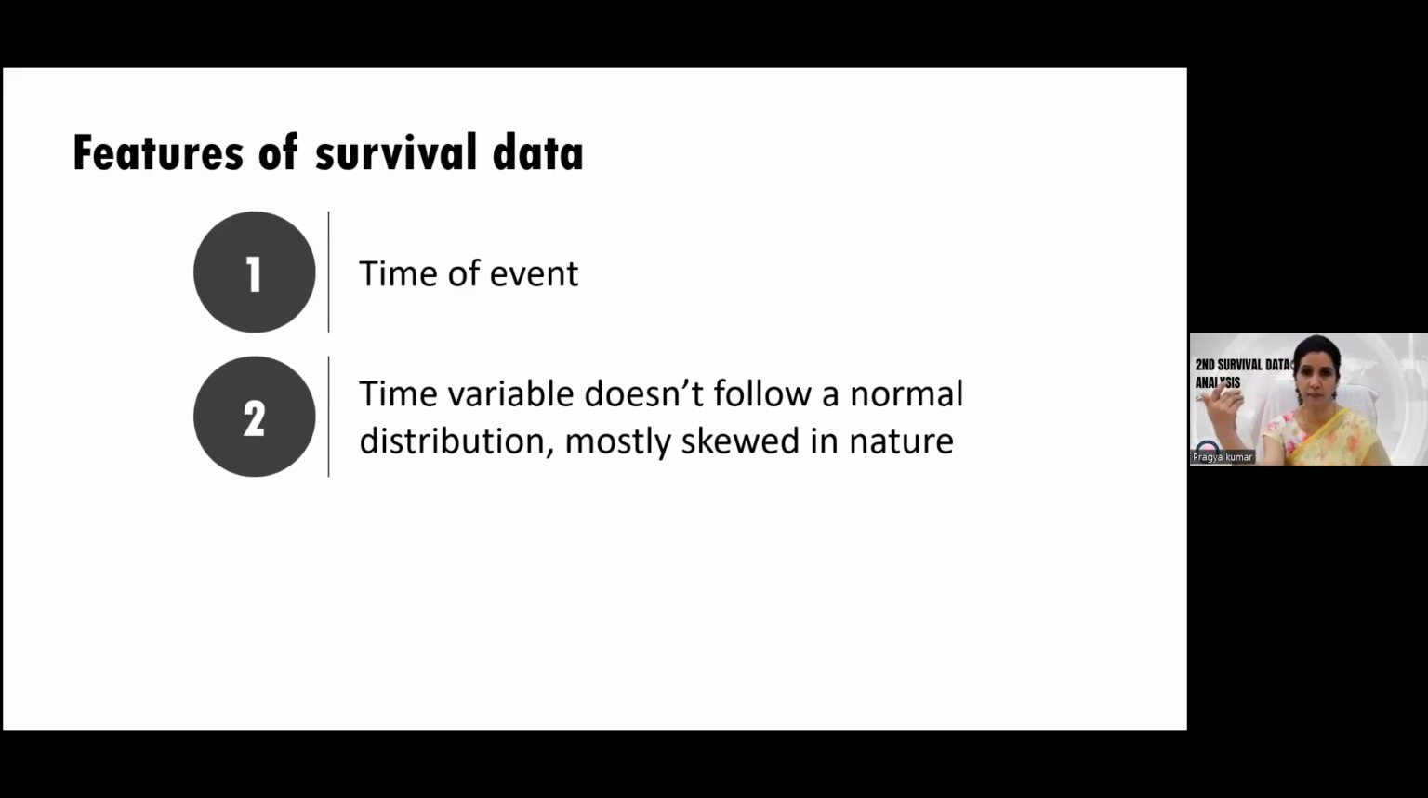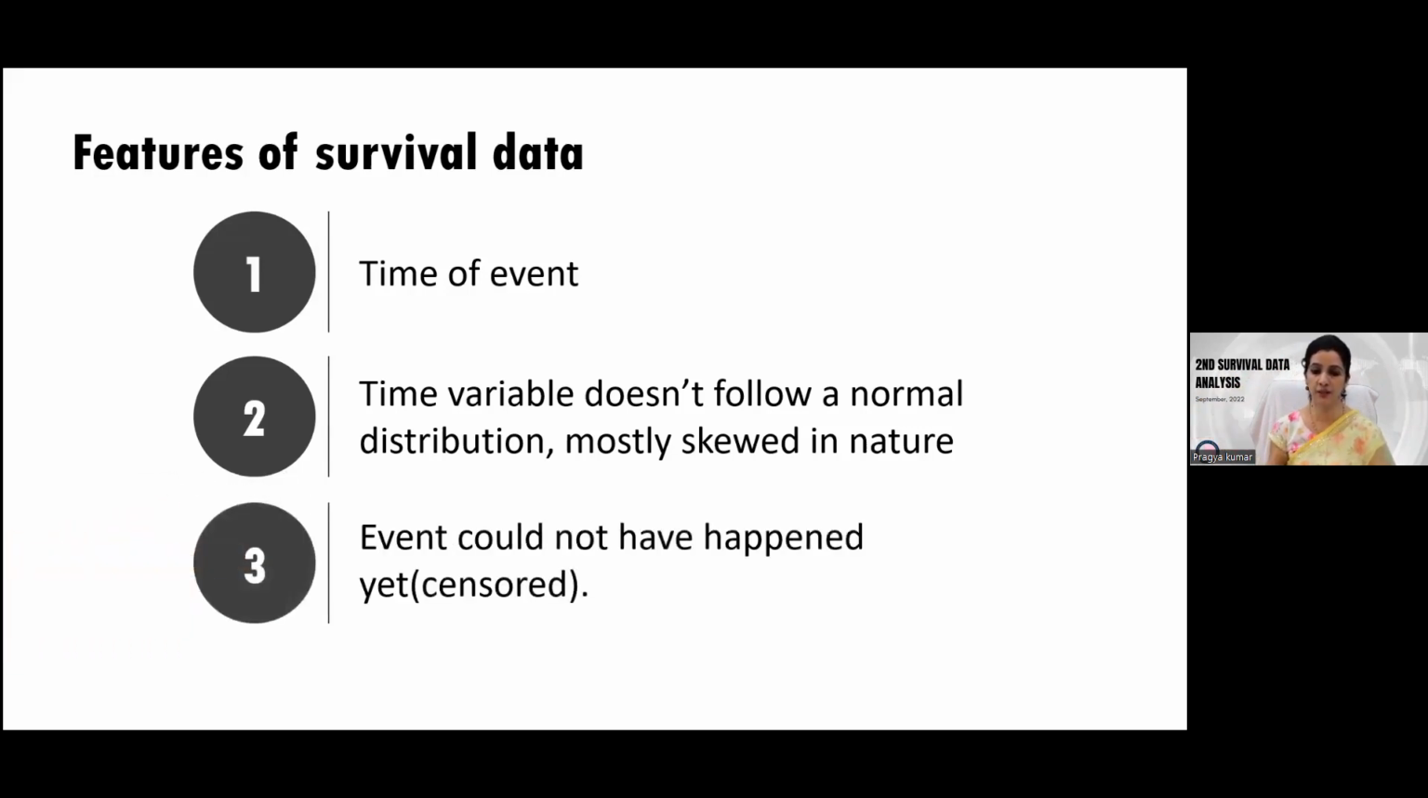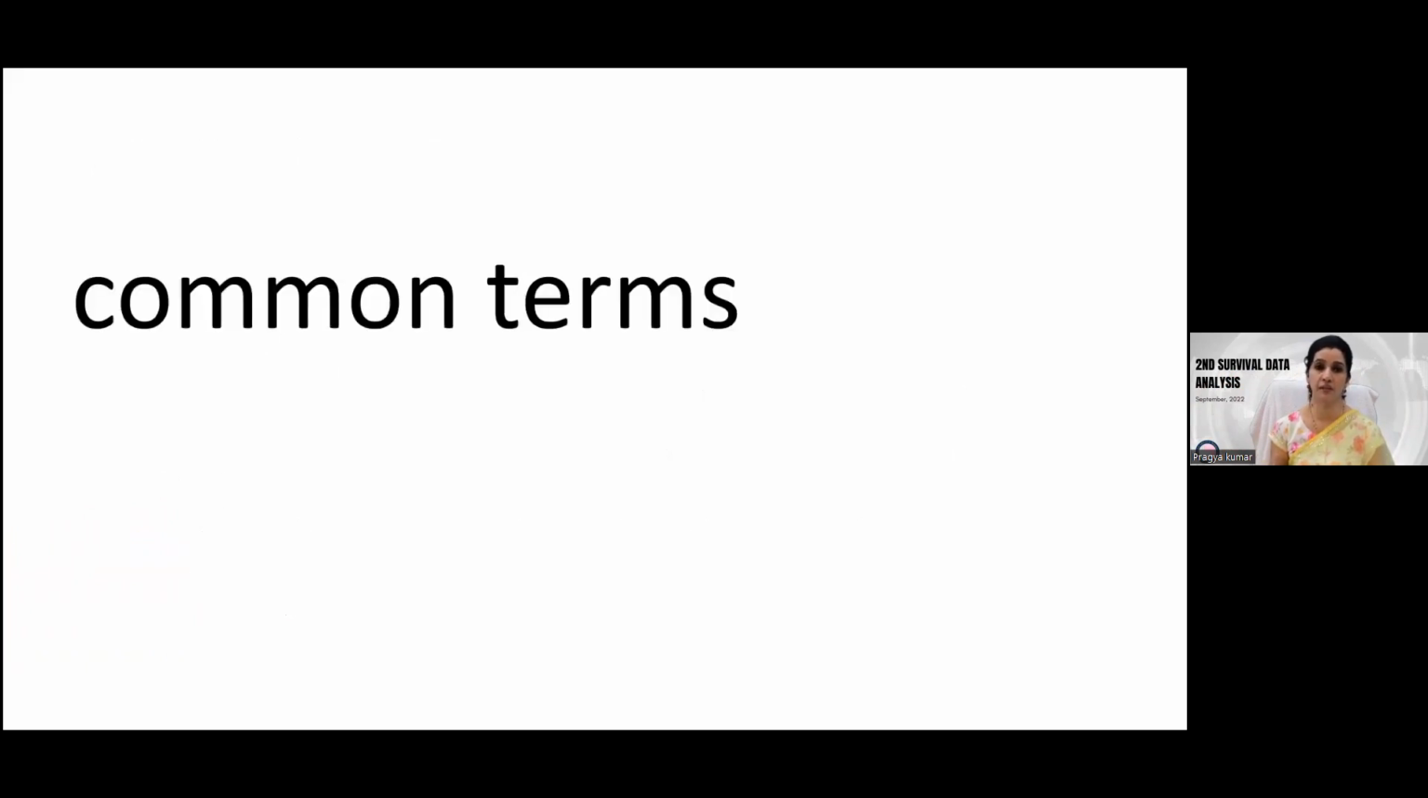Rather, we can say Kaplan-Meier is non-parametric. So they are mostly skewed in nature. And even the third important feature is the censoring, which we have discussed.